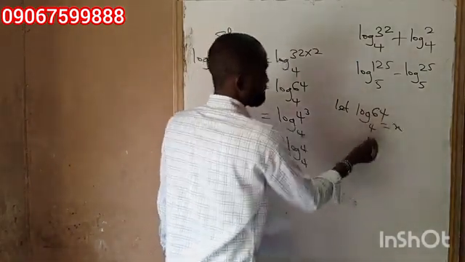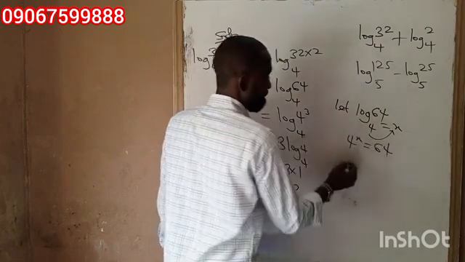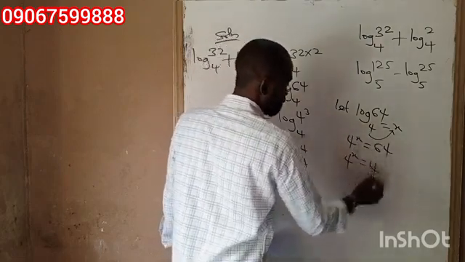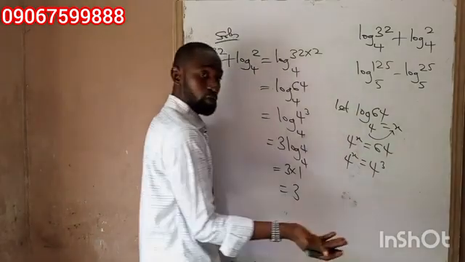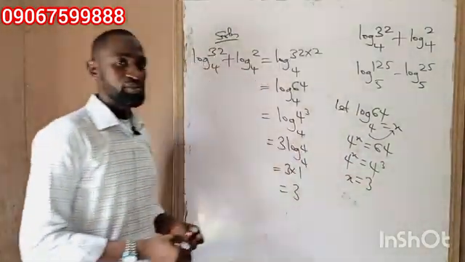If I want to use the basic definition, I'll just say let log of 64 base 4 equal x. This will raise this one up: I have 4 to the power x equals 64. So 4 to the power x equals 4 to the power 3. I will equate the powers, so our x will be equal to 3.